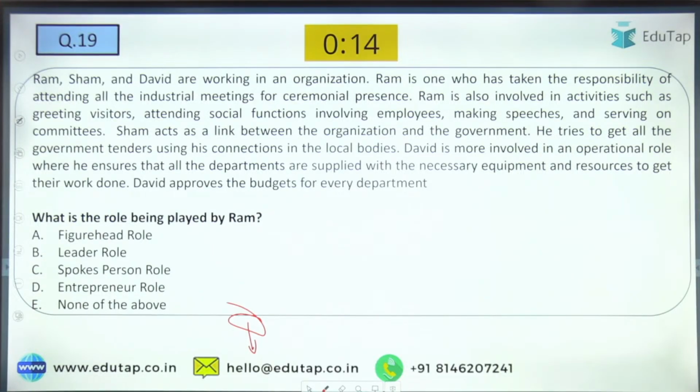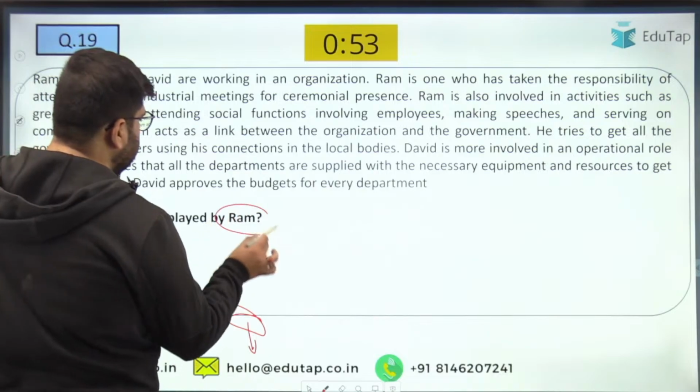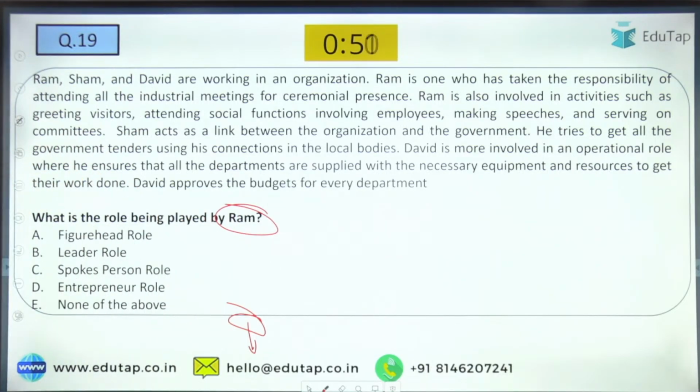Question 19 says, Sham, Ram, David are working in the organization. Ram is the one who has taken the responsibility of attending all the industrial meetings for ceremonial presence. Ram is also involved in activities such as greeting visitors, attending social functions involving employees, making speeches and serving on committees. Even if you don't read the roles of Sham and David, it's okay because the question is asking regarding Ram only. So if you know, Henry Mintzberg has given you 10 roles of managers which are divided into 3 categories.